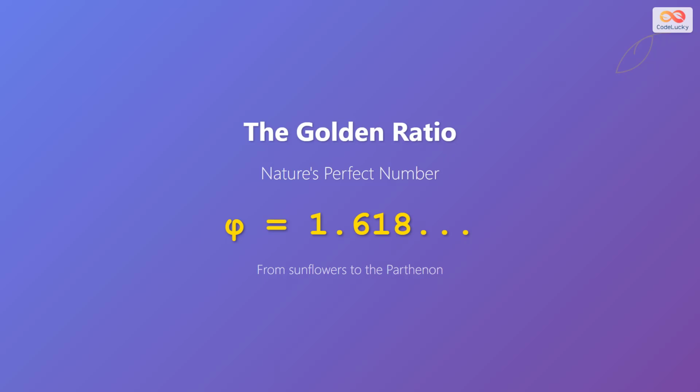Welcome to the presentation on the golden ratio. Today we'll explore nature's perfect number. The golden ratio, denoted by the Greek letter phi, is approximately equal to 1.618. It appears in various aspects of the world, from sunflowers to the Parthenon.